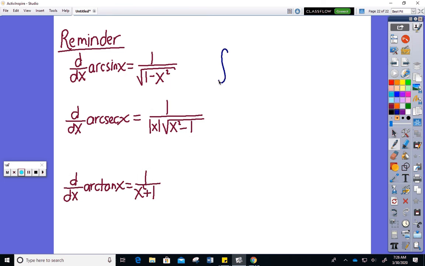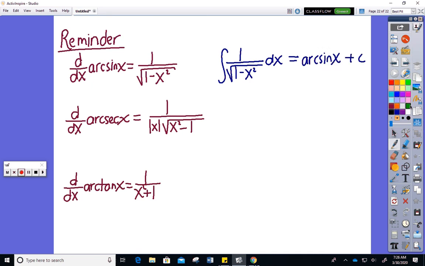Let me remind you that now I know the related rule that the antiderivative of 1 over the square root of 1 minus x squared dx would be arc sine x, and of course plus c. I don't want to forget that. But let me mention what I was just saying.